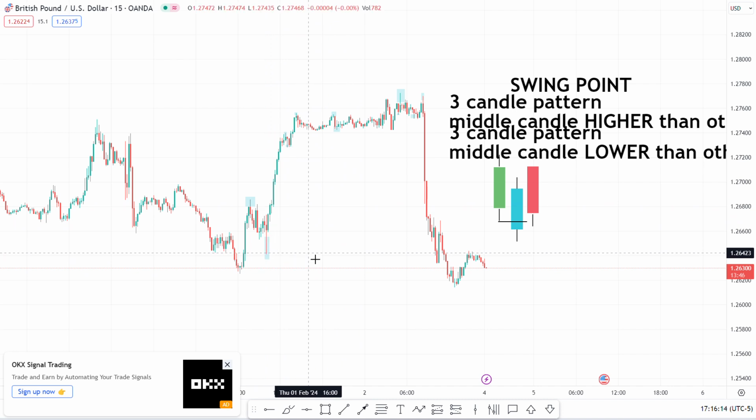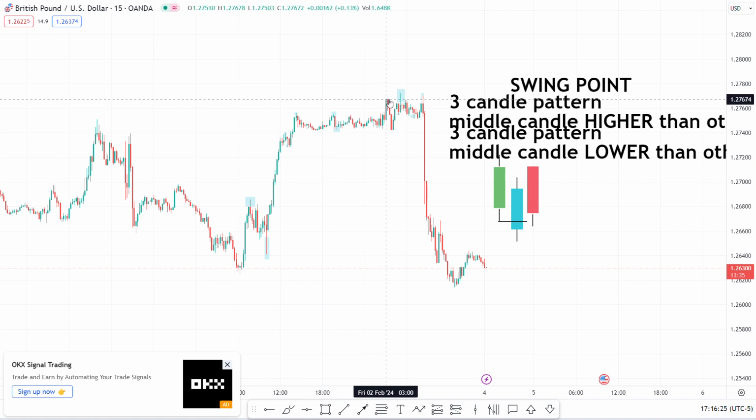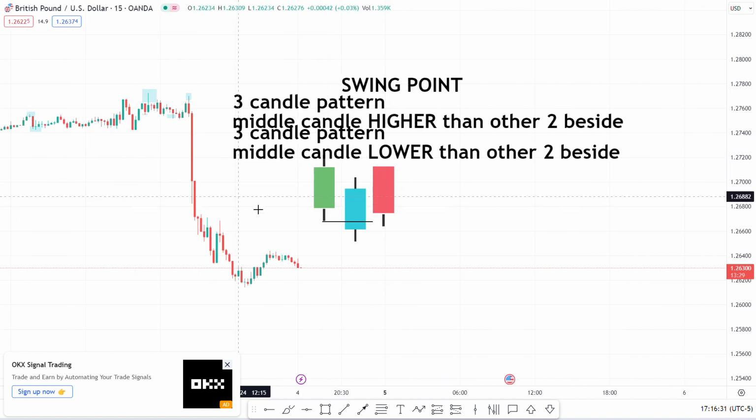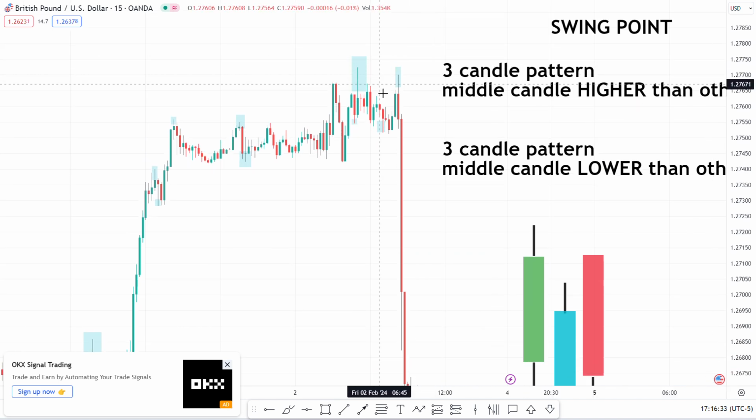Depending on the situation, as soon as it gets below the swing low, you can buy it and look for a move up, like over here. As soon as it gets above that swing high, you can sell it and look for a move down. Here you could buy this and look for a move up.